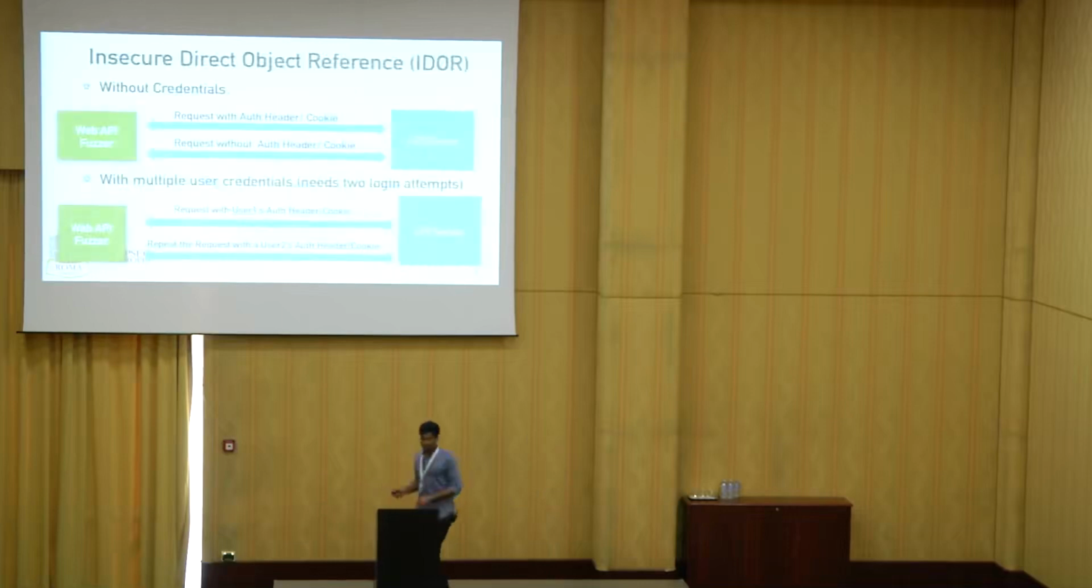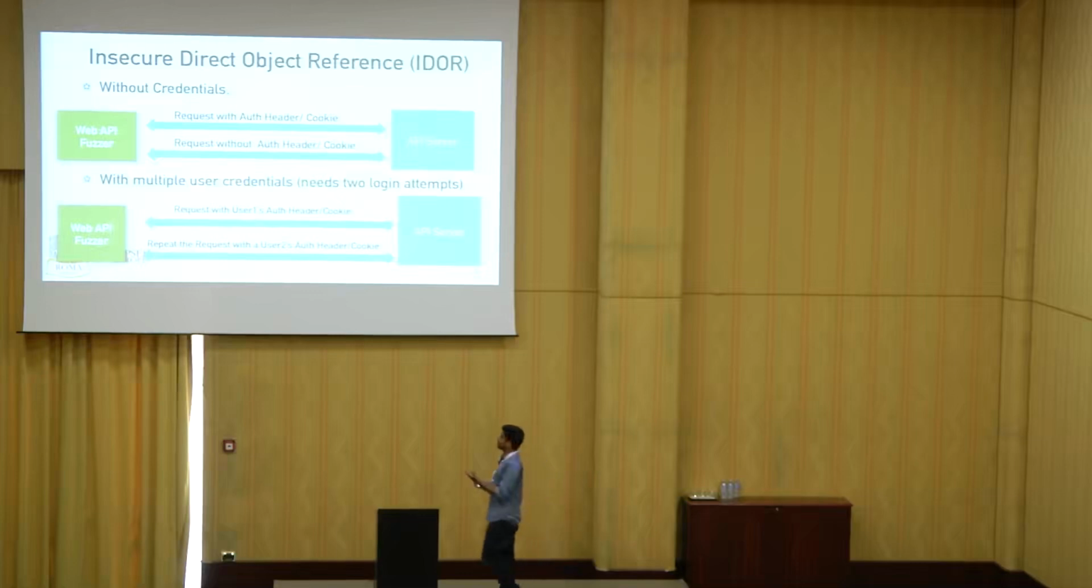Another thing is insecure direct object reference. How we detect it is we make a request with proper credentials. In the case of APIs, it's mostly an auth header. Cookie is not really used in APIs, but some developers still carry forward the cookie concept there. So let's say it's an auth header or cookie. We make a request with this to the API server, we collect the response, and we do the same request without this auth header or cookie. If we get the same response, that means we are able to access a particular resource without authorization.